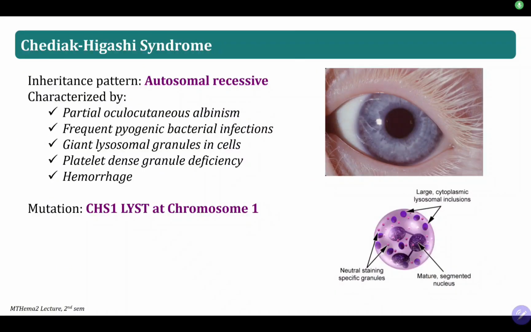Last disorder for this topic is your Chediak-Higashi syndrome. Its inheritance pattern is autosomal recessive and is associated with a mutation in your CHS1 or LYST, your lysosomal trafficking regulator gene, on chromosome 1 that encodes for a protein that regulates the morphology and function of your lysosome-related organelles, or LROs. This is characterized by the presence of partial oculocutaneous albinism, frequent pyogenic bacterial infections, giant lysosomal granules in cells, platelet-dense granule deficiency, and hemorrhage.